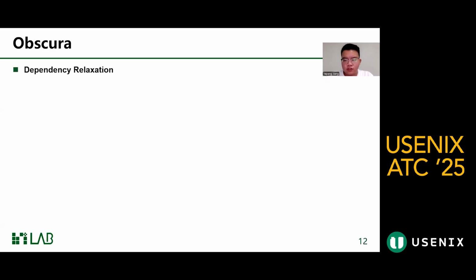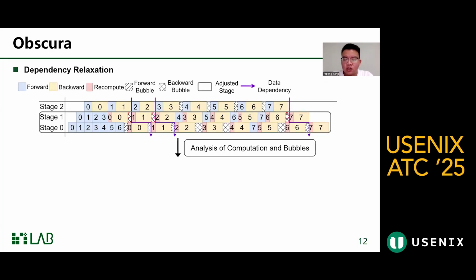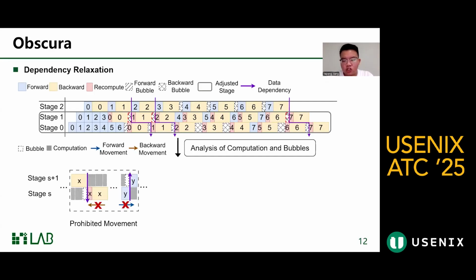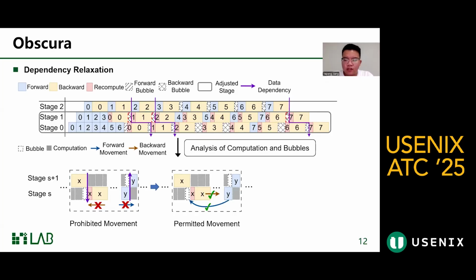To address the first challenge, we propose dependency relaxation. We first start by analyzing the computations and the bubbles in the Stallman pipeline. The left graph shows a simplified steady phase of two adjacent stages, one adjusted and one non-adjusted. Due to tight data dependencies, backward passes cannot shift left and forward passes cannot shift right, limiting bubble reuse.